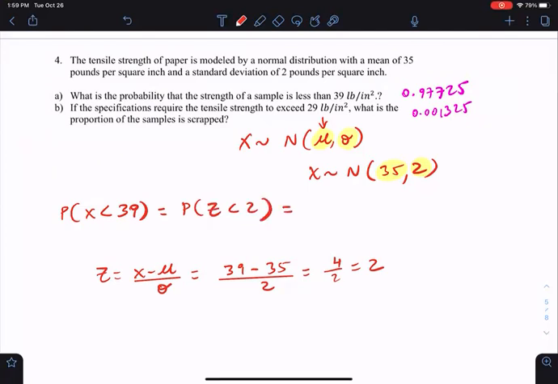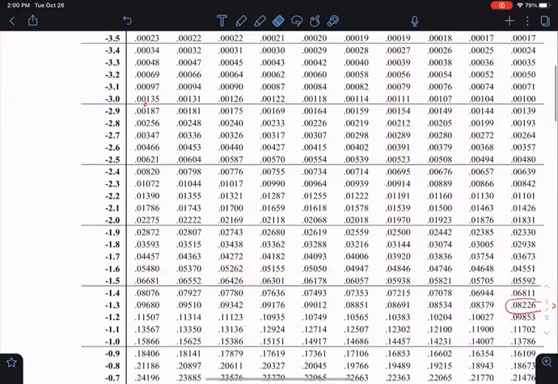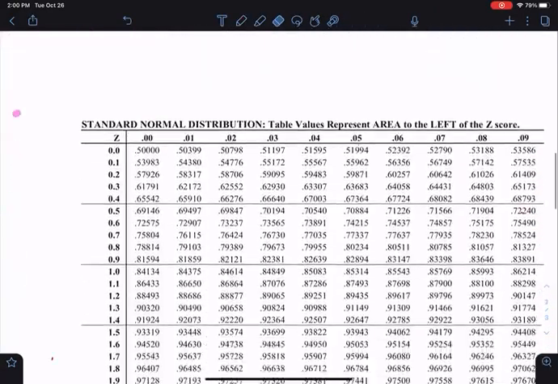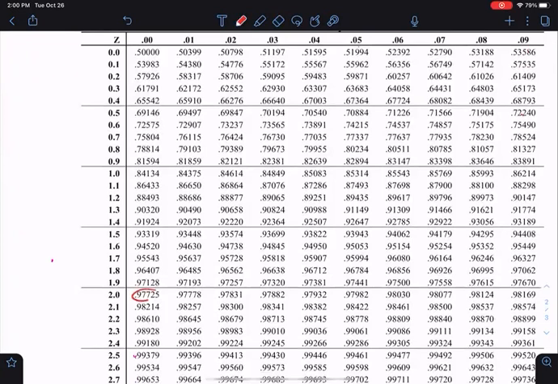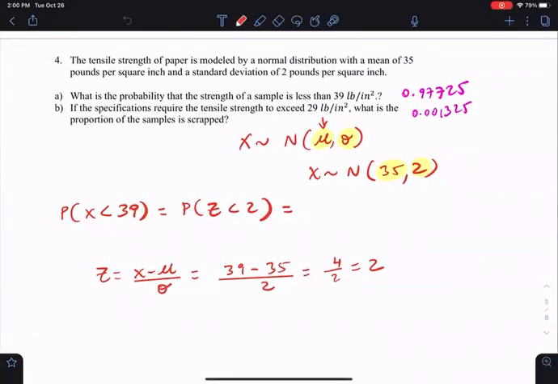But just remember this, the table gives you the area to the left, right? So the area to the left will be the probability that you're looking for. So at this point, I can use the table. If I go Z equals 2, that's right here. Z equals 2, so it's 0.9773. So this is 0.9773, 97.73%. So at that point, you're done. That's the only thing you need to do.